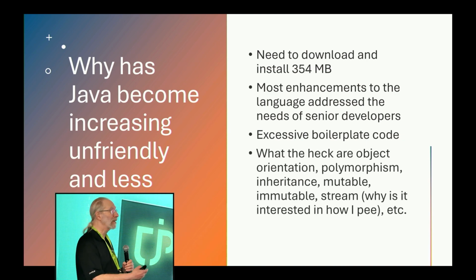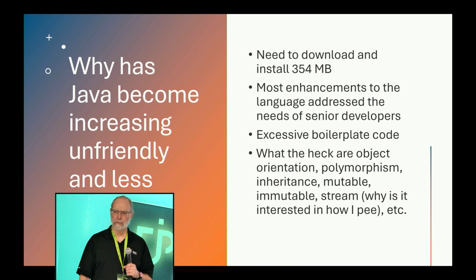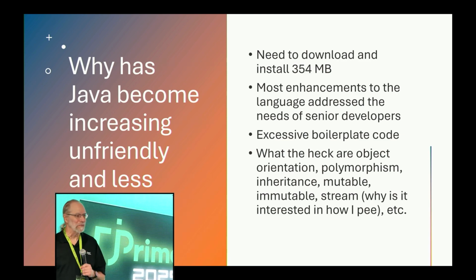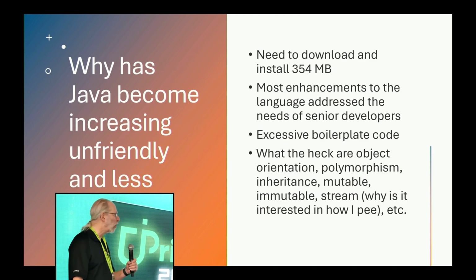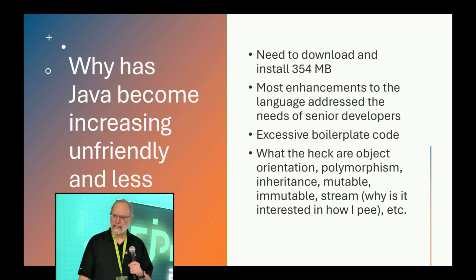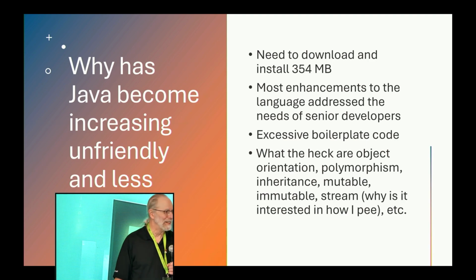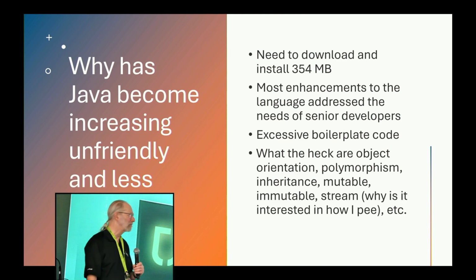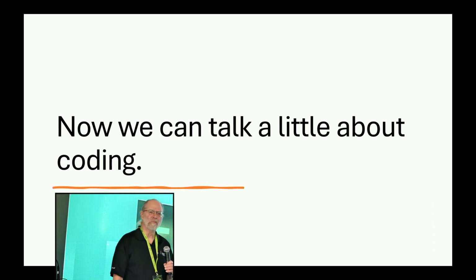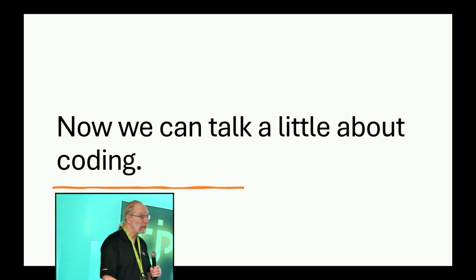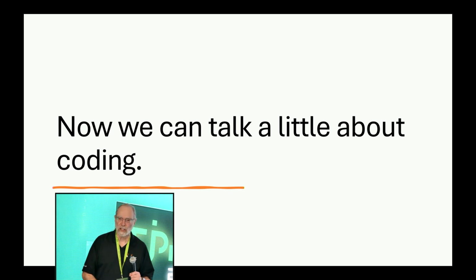And then, of course, there is the terminology that we're all supposed to know. Orientation. Wait a minute, I thought there was a problem with that in the US. I'm sorry. Polymorphism, inheritance, mutable, immutable. And then the last one, I just mentioned it, stream. Why does it care how I pee, right? What's my stream? No. Right? It's just not fun anymore. So let's take a look at what has changed that I believe can bring some of the fun back to Java.